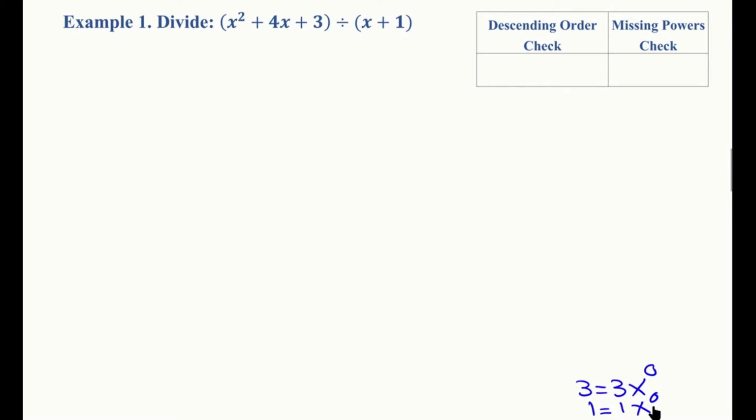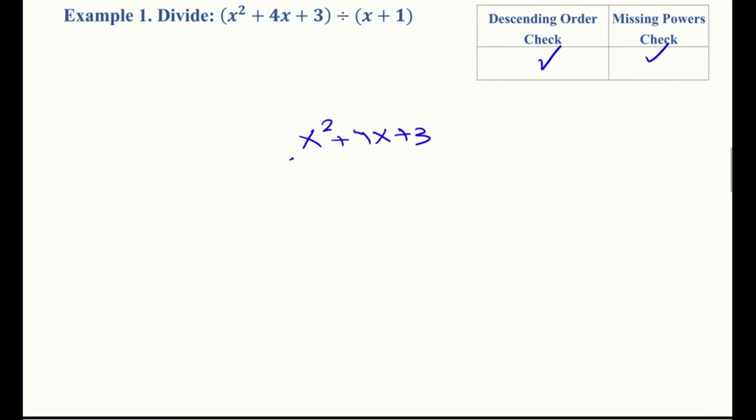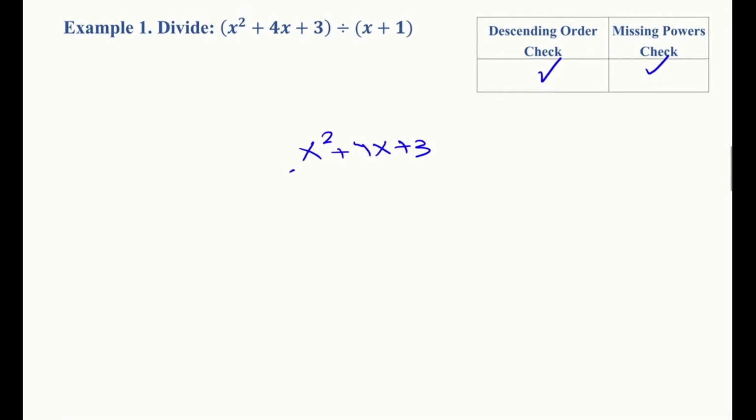All right, so now notice that both checks are passed. We can go ahead and proceed. So we go ahead and write the dividend and write our long division sign, and we will go ahead and write the divisor to the left of that sign.